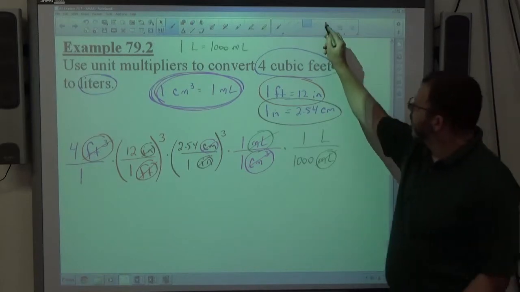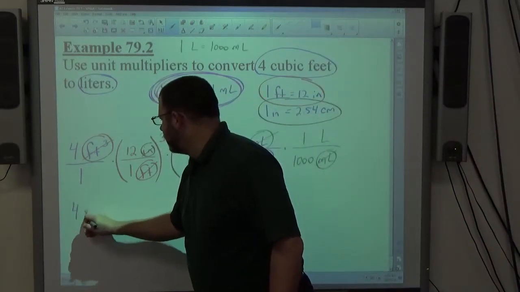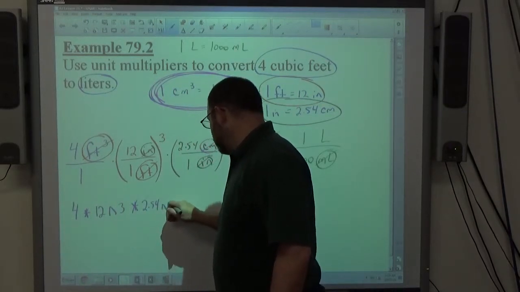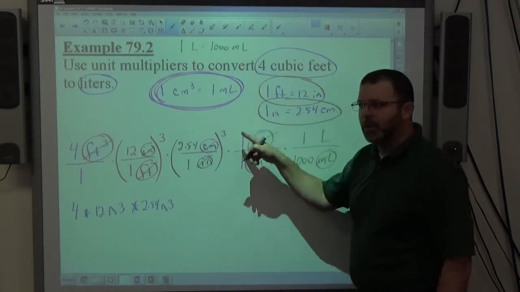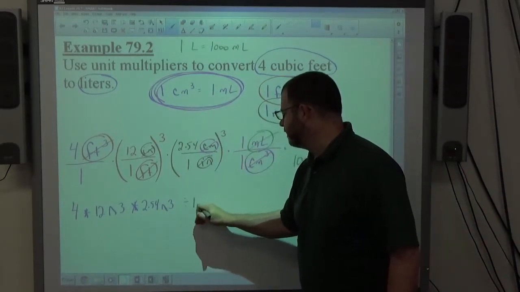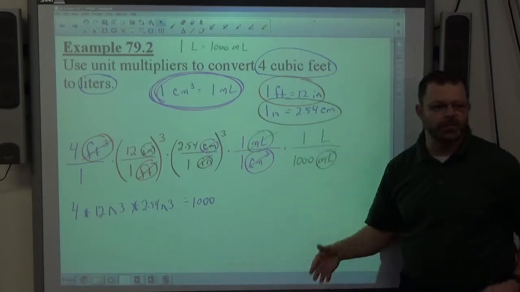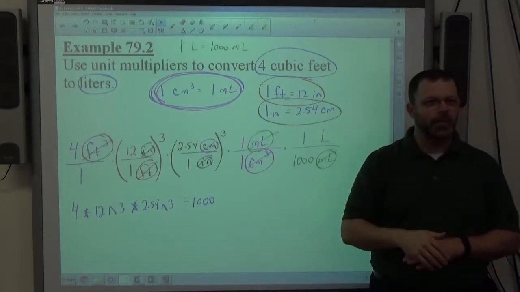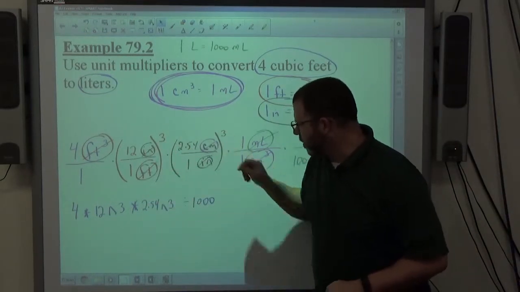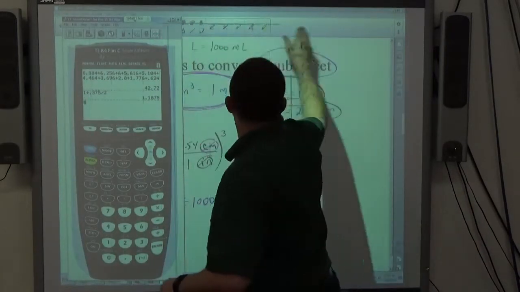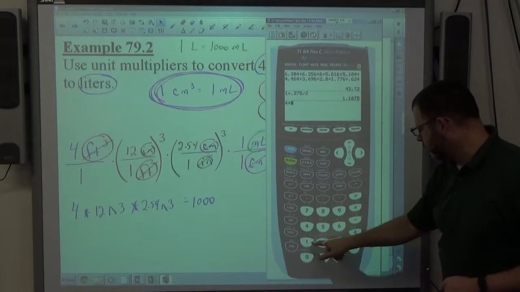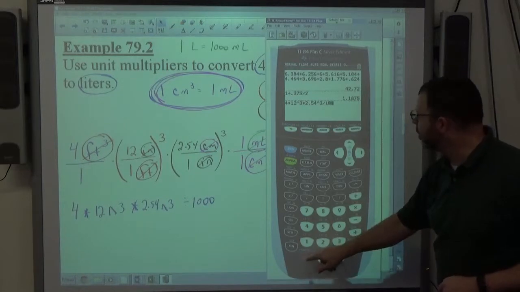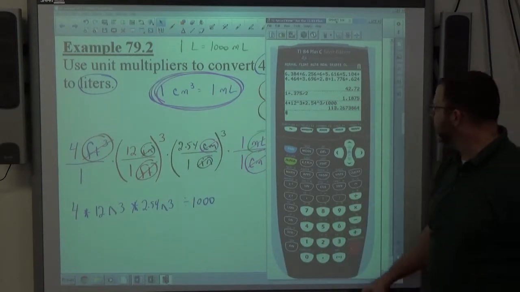All that's left altogether is 4 times 12 cubed times 2.54 cubed times 1 divided by 1, which don't do anything, and then divided by 1,000. If you multiply by 1 or divide by 1, it doesn't matter, so ignore all the ones. Just look at all the numbers that aren't ones. Everything on top multiplies, everything on bottom divides. Again, things raised to powers get raised to powers. So we just type that in our calculator: 4 times 12 caret 3 times 2.54 caret 3 divided by 1,000 comes out to 113.27.